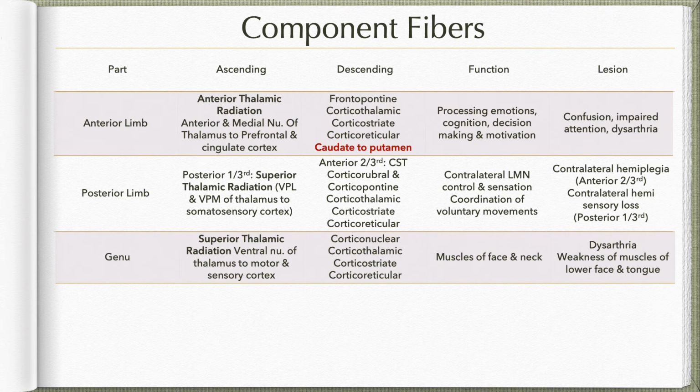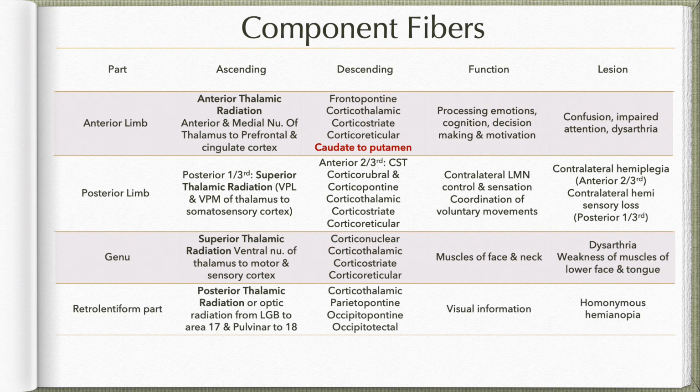corticonuclear fibers. So they are descending from the lower part of the primary motor cortex to various cranial nerve nuclei. Also, the descending fibers include corticothalamic, corticostriate and corticoreticular fibers. So their main function is to control the movements of face and neck. So lesion to this genu area will result in dysarthria, weakness of muscles of the lower face and the tongue on the contralateral side.